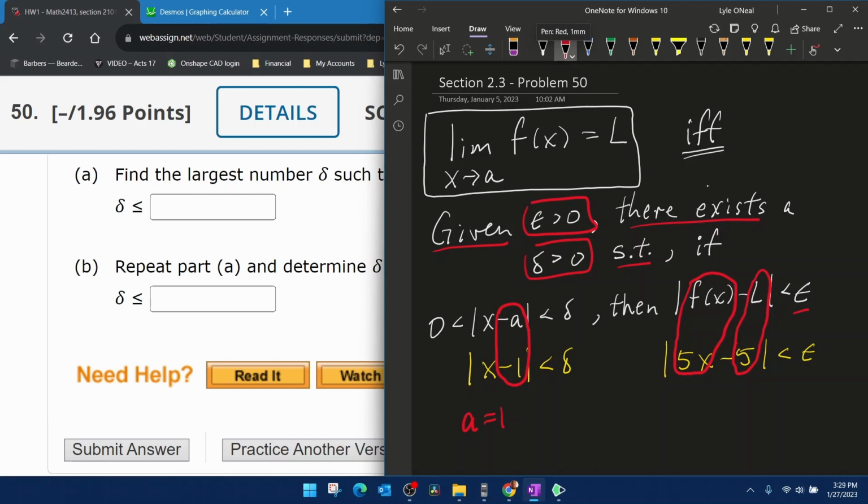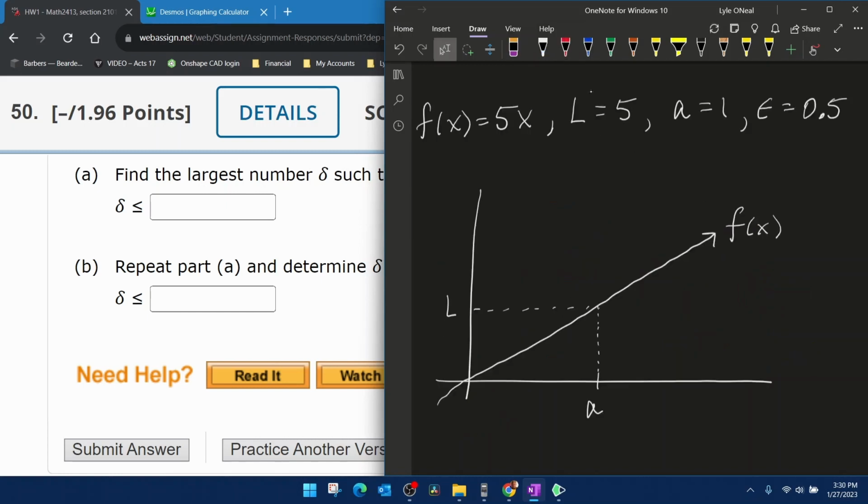And so now let's make some notes. Here's what we know. Our function f of x is 5x. The limit of the function is 5. A is the number that we're approaching. And epsilon is the tolerance, or the amount that we're allowed to deviate from L.